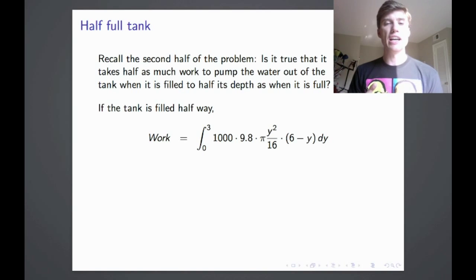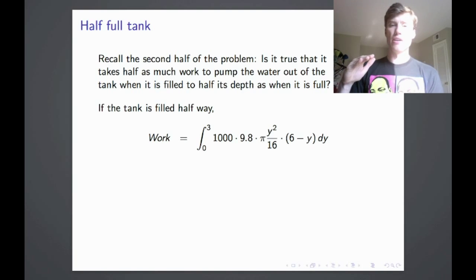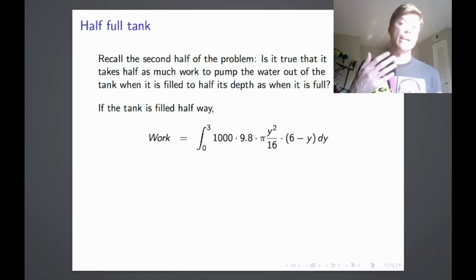The only change in this second problem is that now we're only filling the tank halfway. That means water only exists from the base height of 0 to the halfway height, and half of 6 is 3, so it exists from 0 to 3. So the work done will be found by integrating from 0 to 3 the same expression we integrated to find the work done when the tank was full.